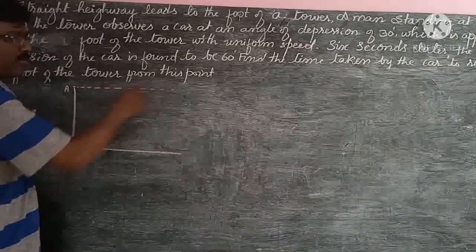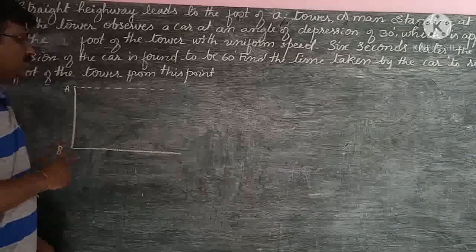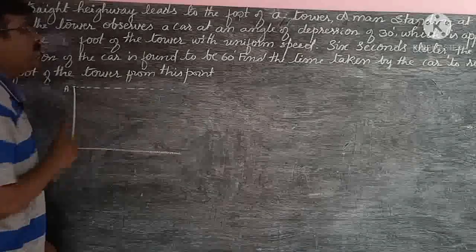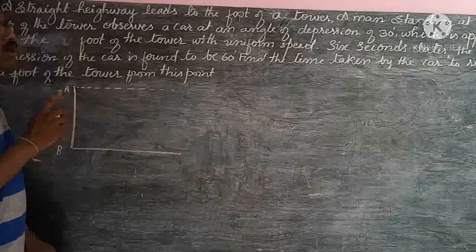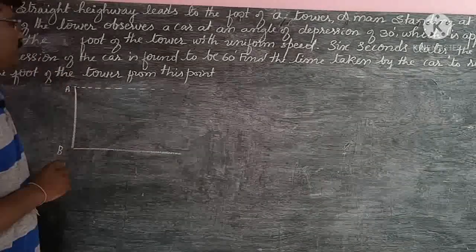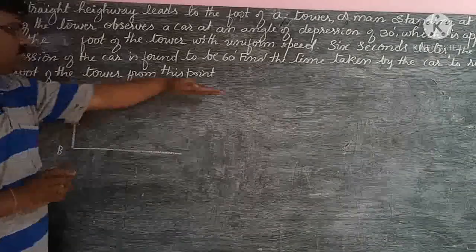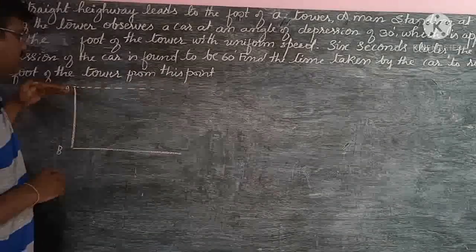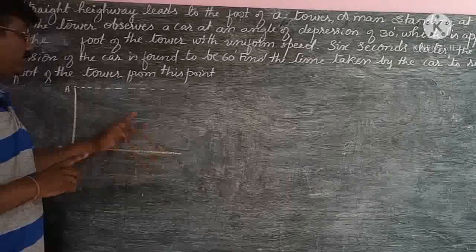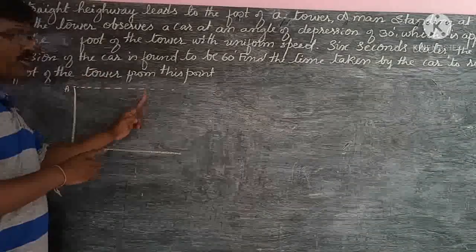If it is parallel to the ground level, it becomes a horizontal line. So the horizontal line is also called the line of sight if they are looking parallel to the ground level. After that, he observed a car traveling on the highway road. So he is looking in front like this, and he observes the car below the horizontal line.